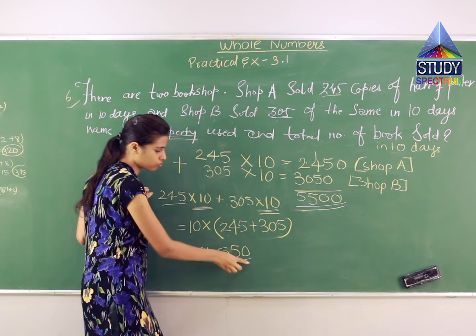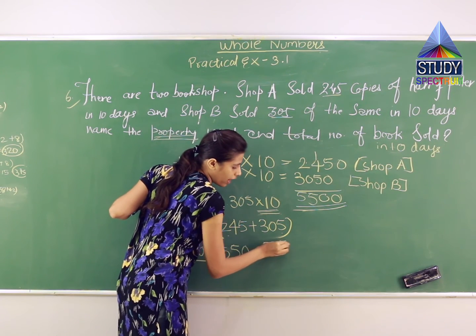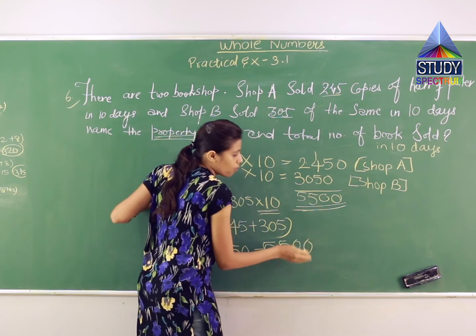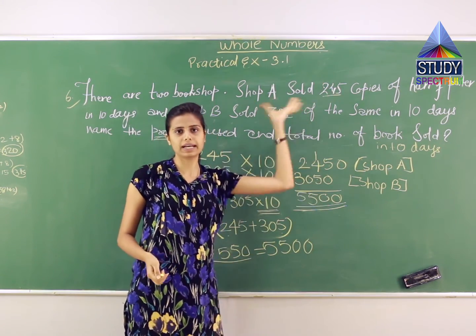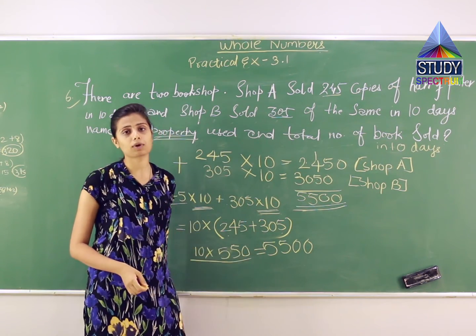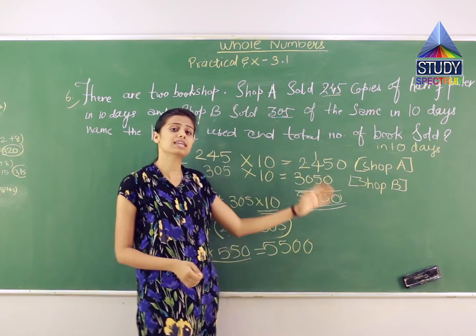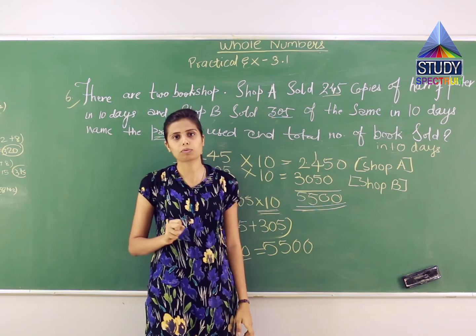And when I multiply this 550 with 10, the answer will be 5500, which is equal to what we got when we solved it with the wordings, we got the answer as 5500. And when we moved on with the property, I got the same answer, which means that in this question, which property is being used? Distributive property.